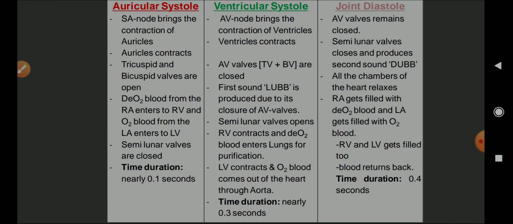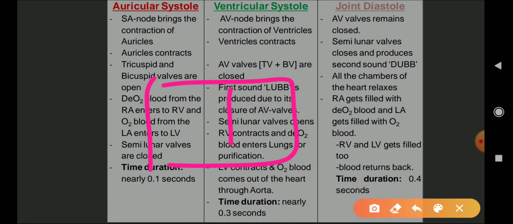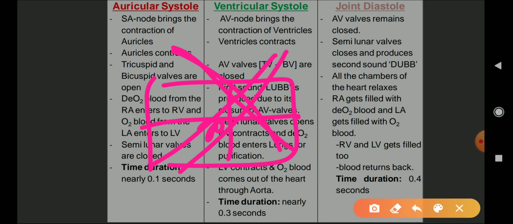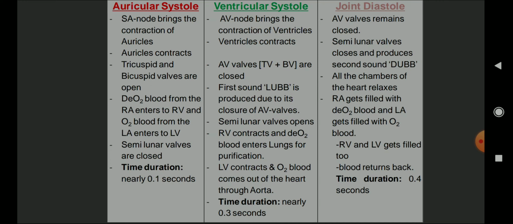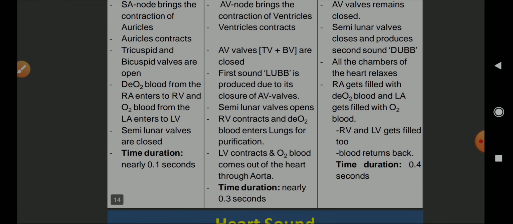While in joint diastole, all the chambers relax. The semilunar valves, which were supplying blood through their opening from the pulmonary trunk and aorta, now relax and close, and form the second sound, which is dub. When joint diastole takes place, the dub sound is heard. When ventricular systole takes place, the lub sound is heard. The time duration for auricular systole is 0.1 second, for ventricular systole 0.3 seconds, and for joint diastole 0.4 seconds. So this is all about the cardiac cycle.